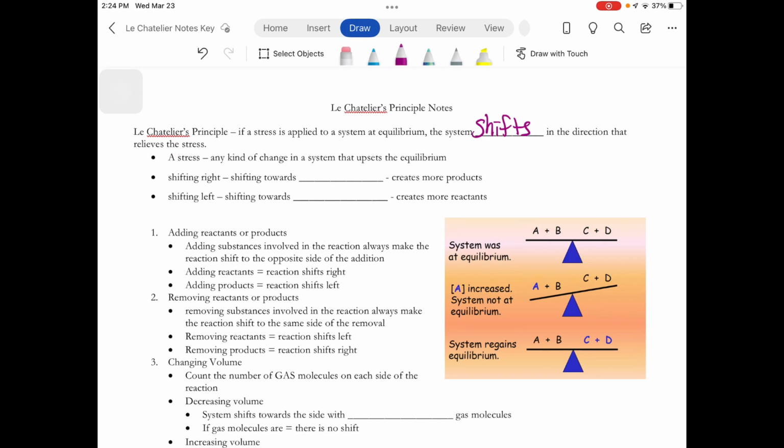In our notes, we're going to talk about shifting right or shifting left. Shifting right means it's shifting towards the products, which means it makes more products. Just remember, we've got our reactants on the left and our products on the right. If we shift to the left, we're going to make more reactants because we're shifting towards the reactants.